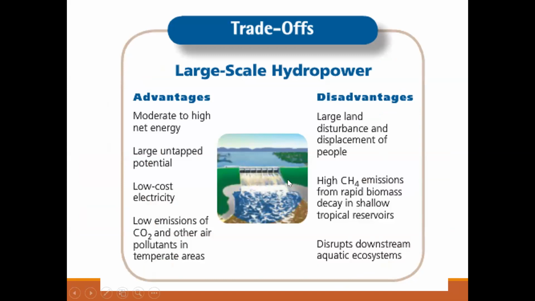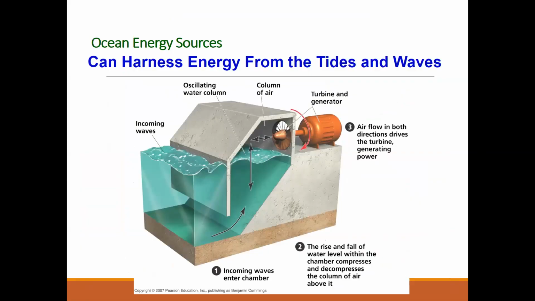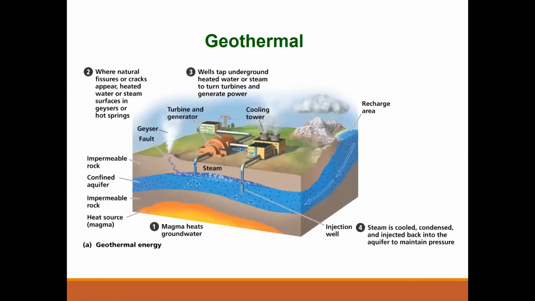And this point is important to consider, that when you create a lake versus a river, you are going to have more biomass decay, which could contribute to methane. But the main issue is this disruption of aquatic ecosystems. We can do this in the ocean, right? We can actually harness incoming waves to do a similar concept of powering this turbine and generating electricity with the rise and fall of waves.